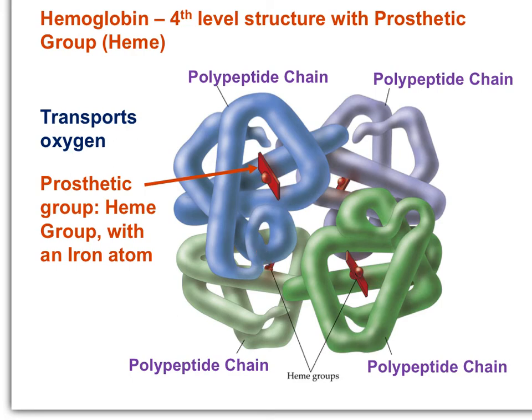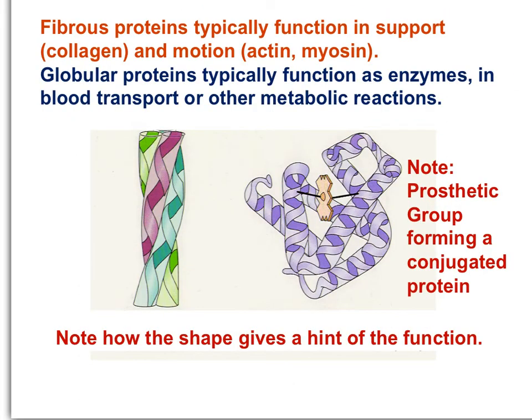Hemoglobin transports oxygen in the bloodstream, and this is another role for proteins. The hemoglobin molecule is relatively large as a molecule. However, there are approximately 250 million hemoglobin molecules in every red blood cell. Proteins can be fibrous, like the diagram on the left, or globular, like the diagram on the right. Fibrous proteins typically function in support, like collagen, or motion, like actin and myosin. Globular proteins are typically functioning as enzymes or in blood transport, such as hemoglobin, or other metabolic functions.